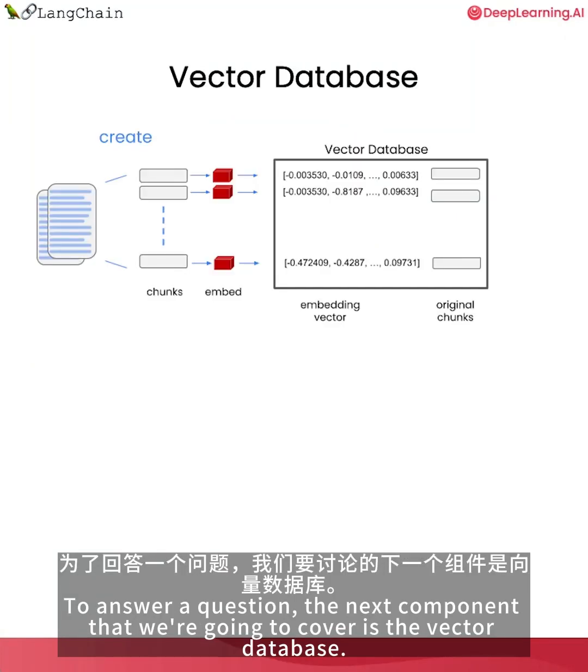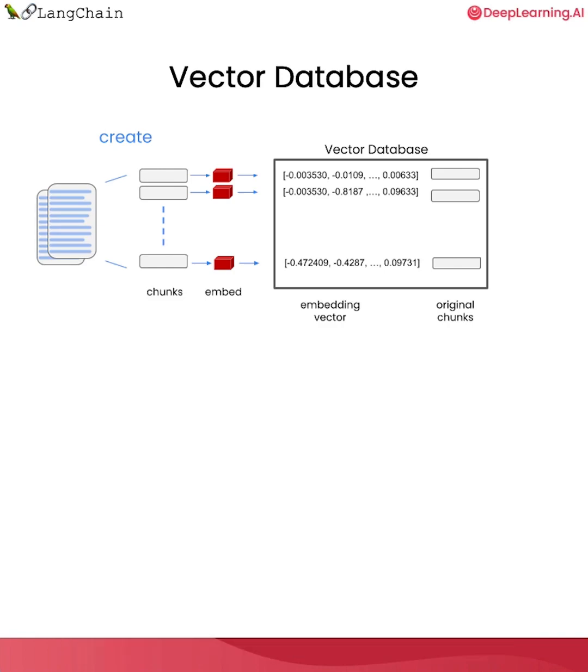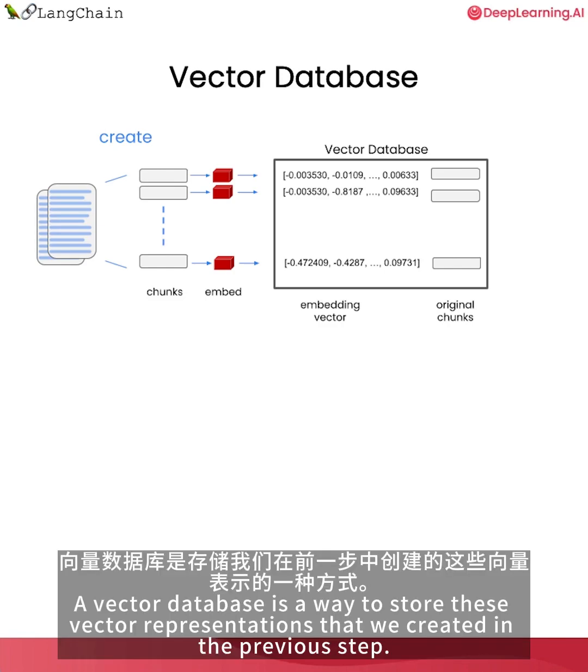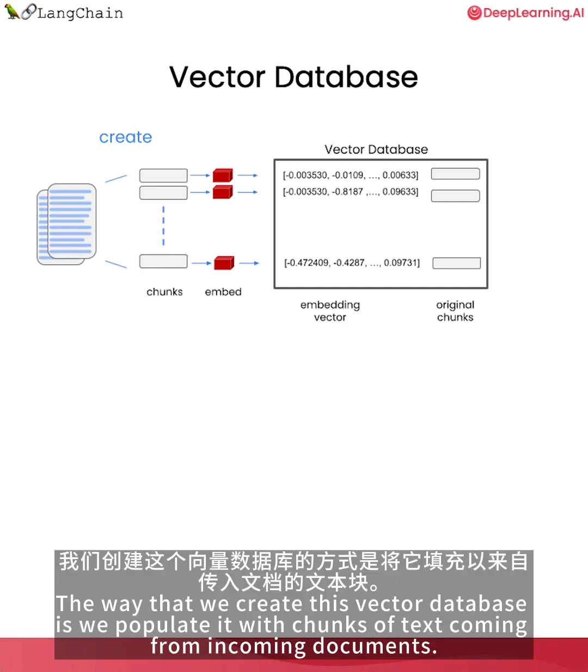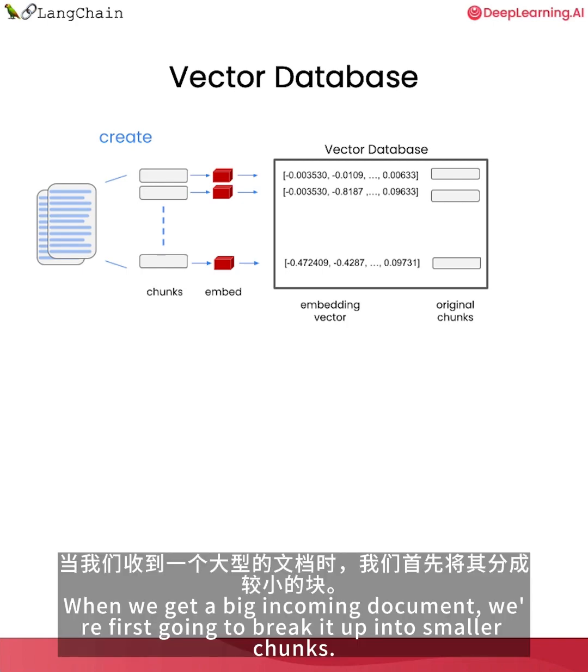The next component that we're going to cover is the vector database. A vector database is a way to store these vector representations that we created in the previous step. The way that we create this vector database is we populate it with chunks of text coming from incoming documents. When we get a big incoming document, we're first going to break it up into smaller chunks.